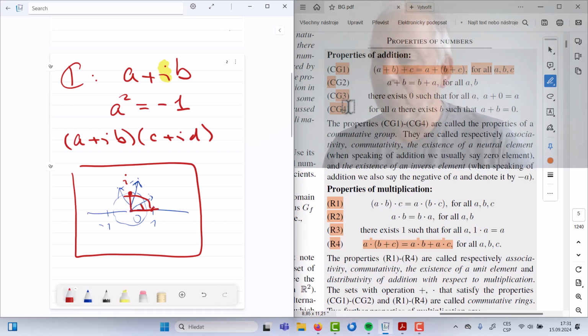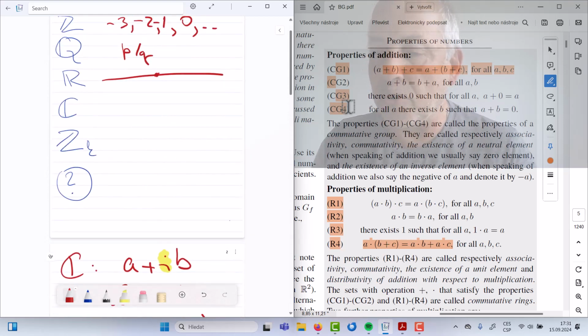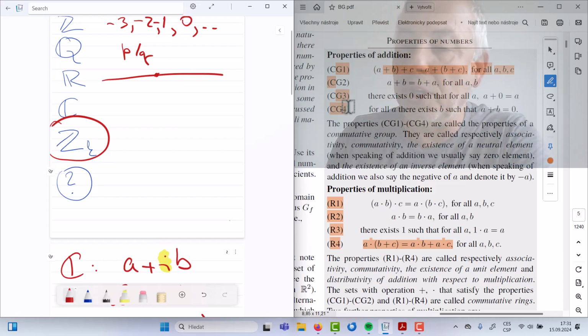So that's the complex numbers. But if I go back here, what were the remainder classes? There it's even easier, because there we simply do the integer arithmetic, and in the end of our computation, we are interested only in what's the remainder when dividing by k.